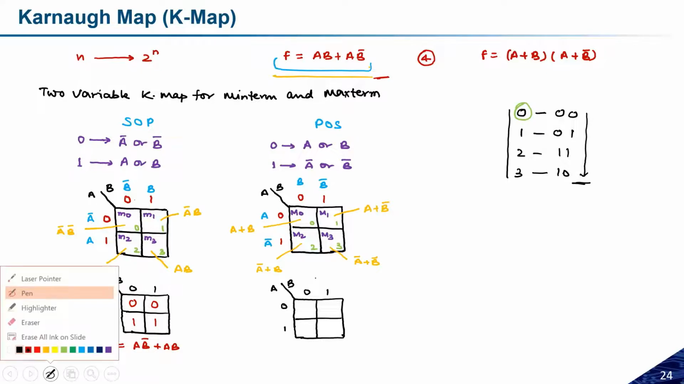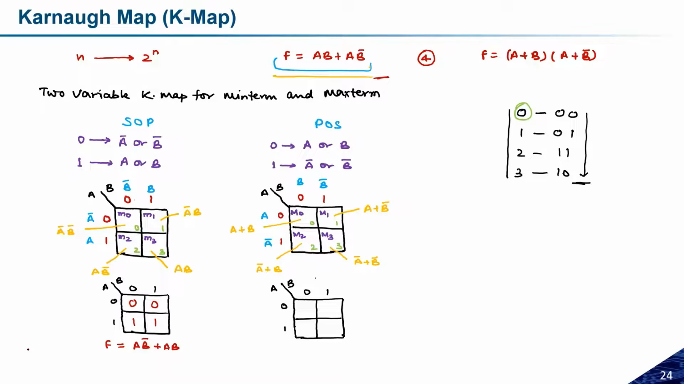So to fill this one, can anyone tell me which of the blocks will be filled here? M0, M1. M0 and M1. Yes, perfect. Remember, M0 and M1 will be filled with 0, not with the 1. So these two will be 0, 0, and these two will become 1, 1. And this function indicates (A plus B) into (A plus B bar). Okay, so this is how we can make the K map.